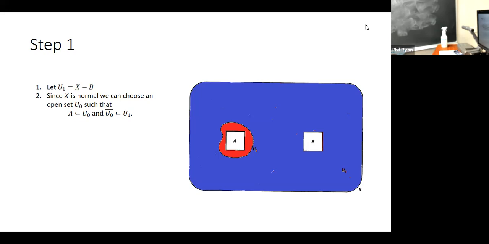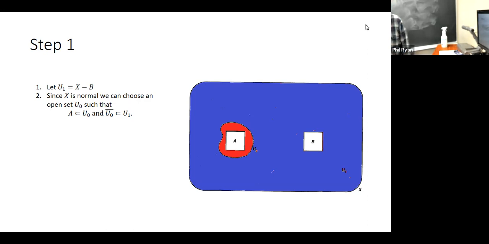And because it's separated from B, the closure of U0 is not going to intersect with B. So the closure of U0 is going to be entirely contained within U1. Even though I've done this blue and this red, all this is still U1. So everything's U1 except B, and then U0 is just this open set that we've got here. In fact, U0 includes A.